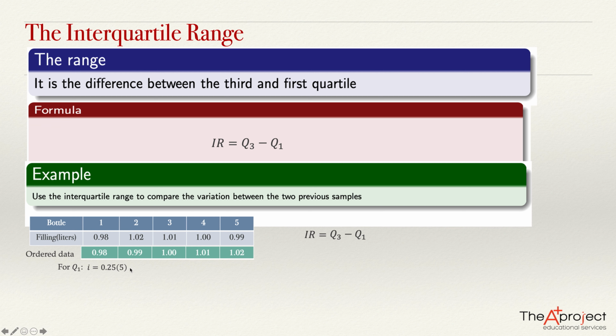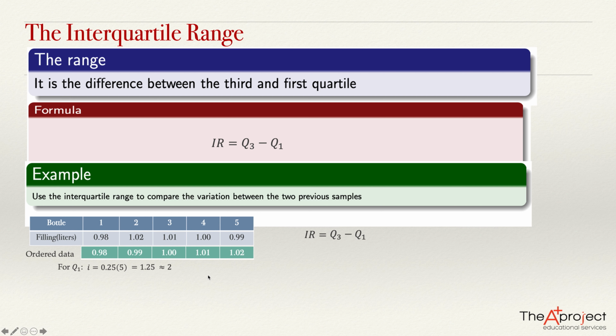The answer here is 1.25. Because this is a decimal, remember what we need to do in the third step is round up. So we round up this 1.25. Please don't round down, round up. So if you round up, the answer is 2. So it means that the second value will be the quartile 1.